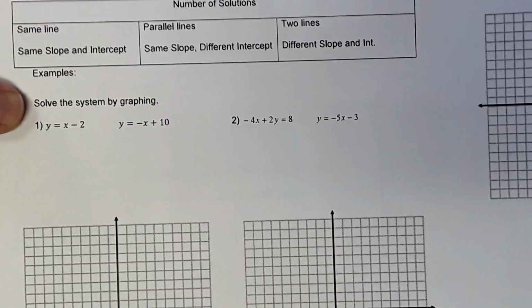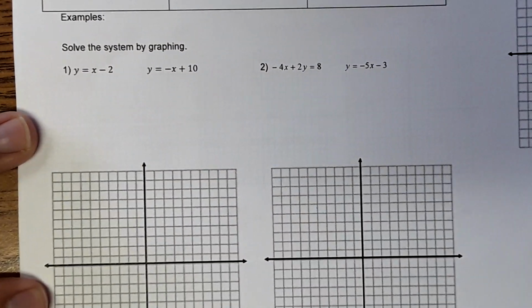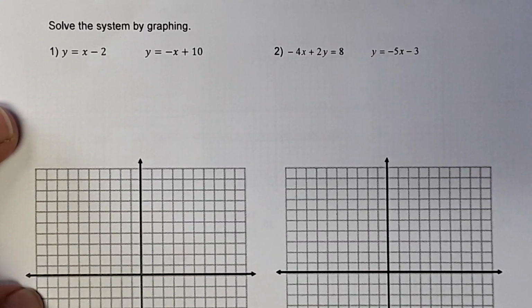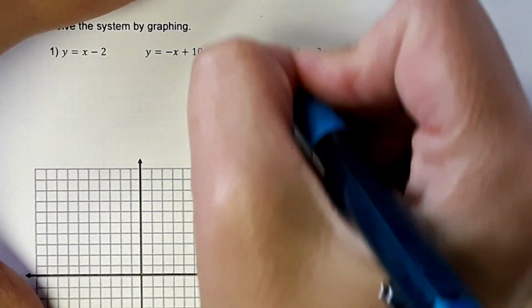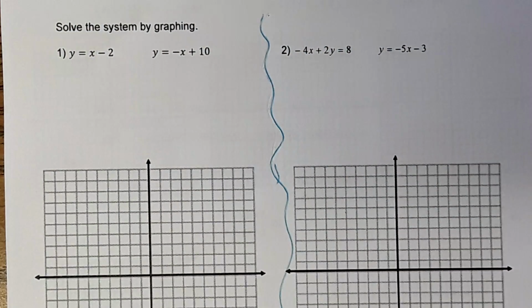And then right here we have equations. So we're going to get two equations at a time. If you're doing this on paper, here's the two equations that you need to write down. So this is number 1, and then over here is number 2. So we're going to start with number 1.